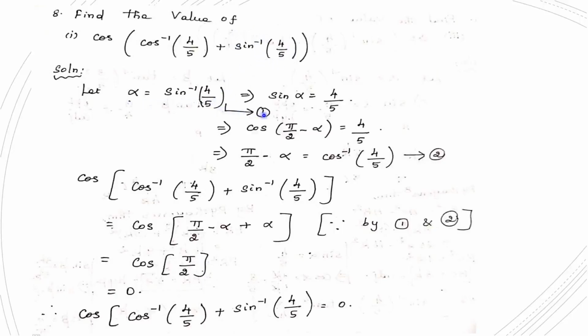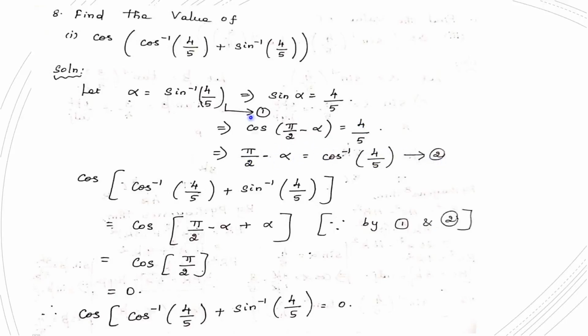Mark that as the first equation. When this sin inverse comes to this side, it becomes sin alpha equal to 4 divided by 5. Next, we already know that cos of 90 minus theta is sin theta. Here, instead of theta we have alpha. So this sin alpha may be written as cos of pi by 2 minus alpha equal to 4 divided by 5. When this cos comes to this side, it becomes cos inverse of 4 by 5. The pi by 2 minus alpha stays as it is. Mark this as 2.